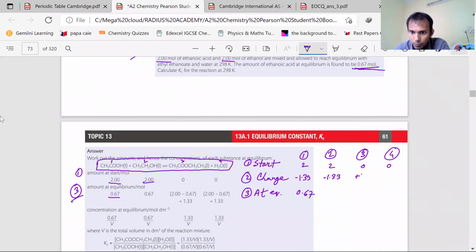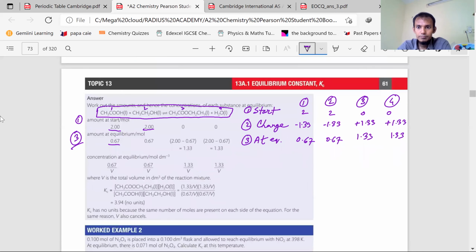It will be positive 1.33, since number 3, ester is the product and water is the product, these are positive, and this is how it goes. So 2 minus 1.33 at equilibrium, ethanoic acid will be 0.67, your alcohol will be 0.67 as well. 0 plus 1.33 is 1.33. So 1.33 mole of ester will form and 1.33 mole of water will form. Do you understand?